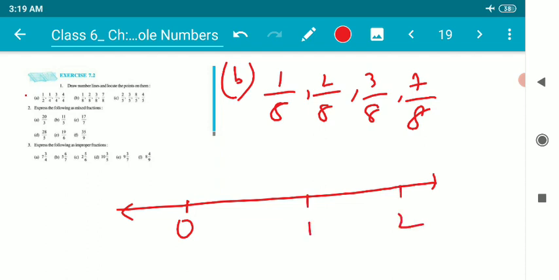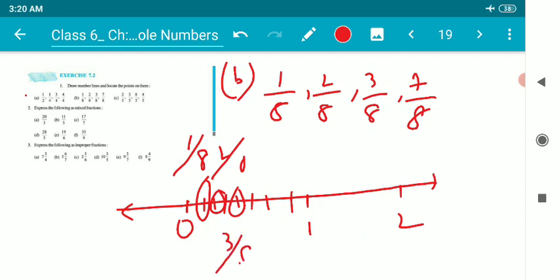So children, the denominator is 8, so I'll make 8 equal parts. I made 8 equal parts. The first part is 1 by 8, second part is 2 by 8, third part is 3 by 8, and the second last one is 7 by 8. Children, this is how we have to deal with such kinds of questions.